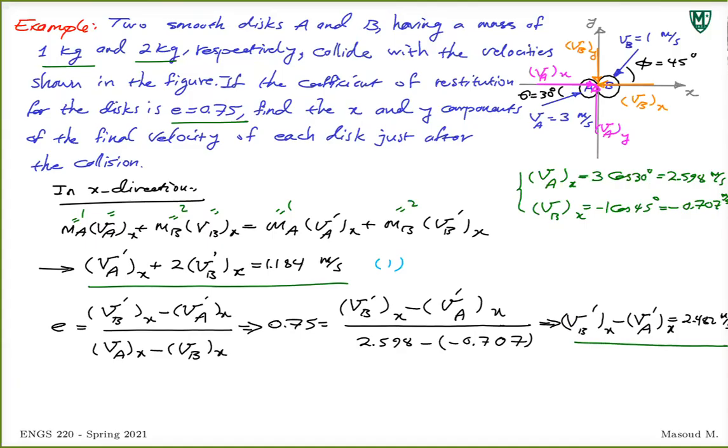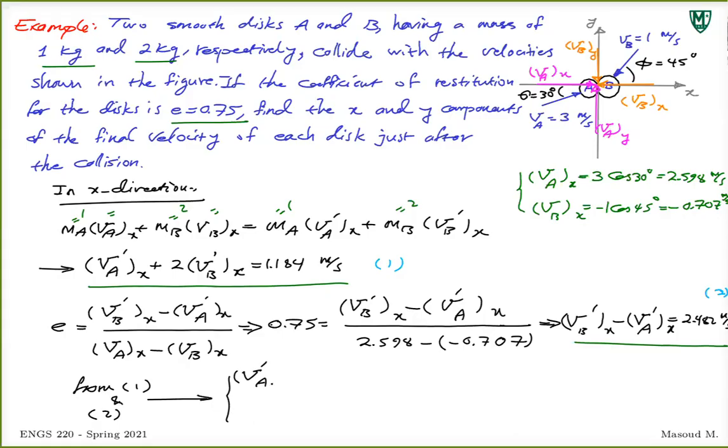This would be your second equation, right? So 2 equations, 2 unknowns, right? You're looking for VA prime X, the component of velocity of particle A after the impact in X direction, and the component of velocity for particle B after the impact along X direction. So from 1 and 2, you can find VA prime and VB prime in X direction.